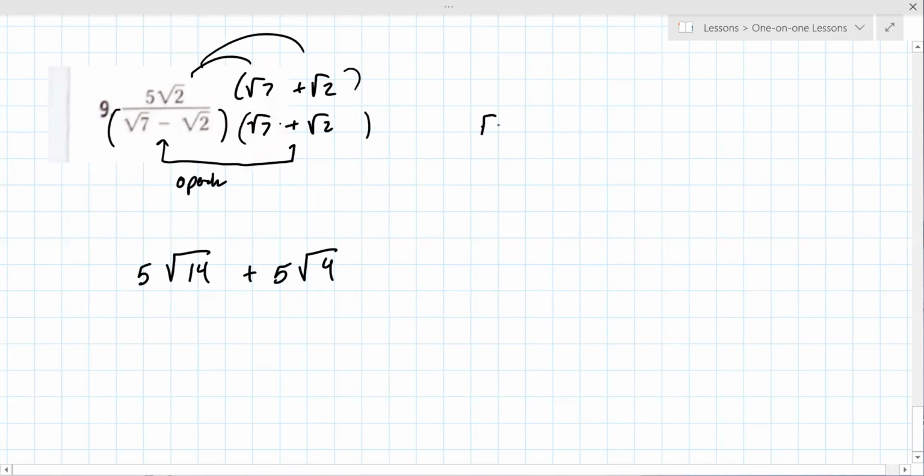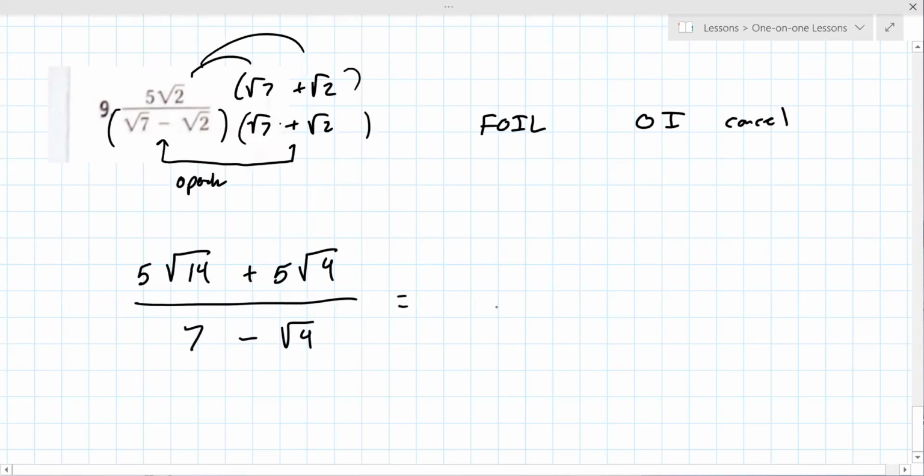On the bottom, when you FOIL, the O and the I cancel. So you really only have to do the first and the last. So square root of 7 times the square root of 7 is 7. Square root of 2 times the square root of 2 is the square root of 4. So that gives you 5 on the bottom.